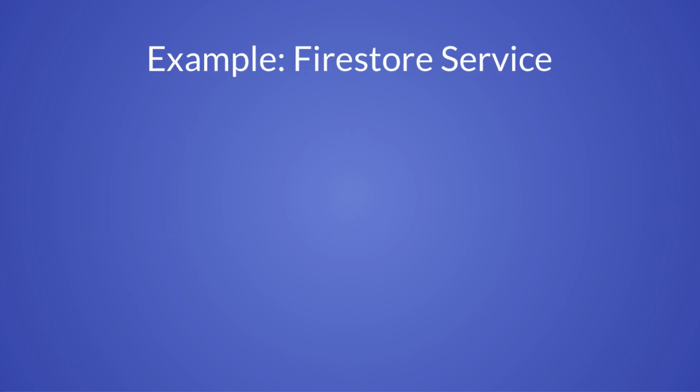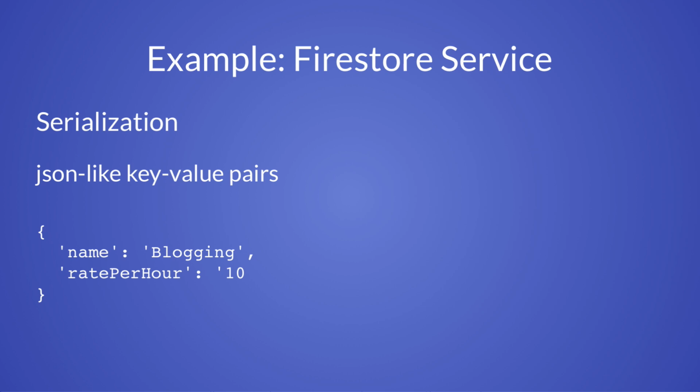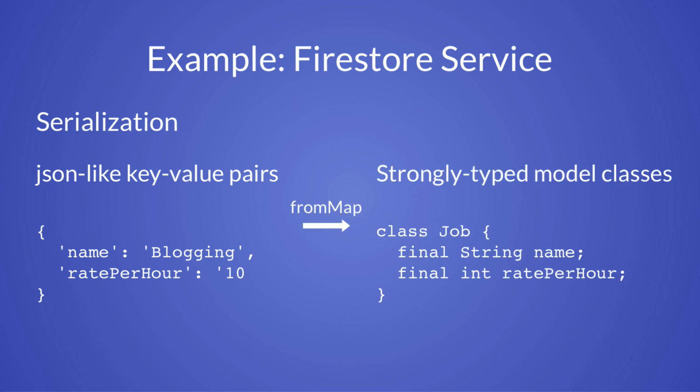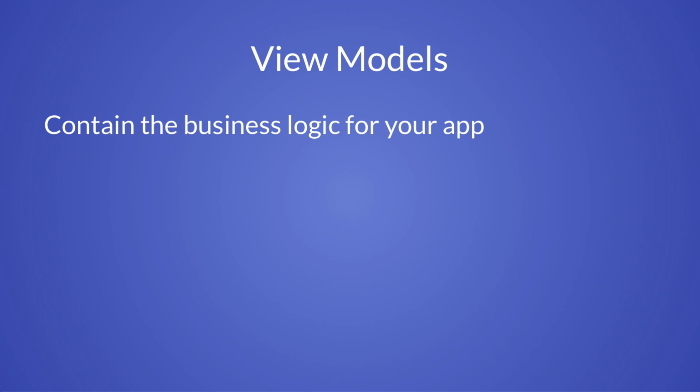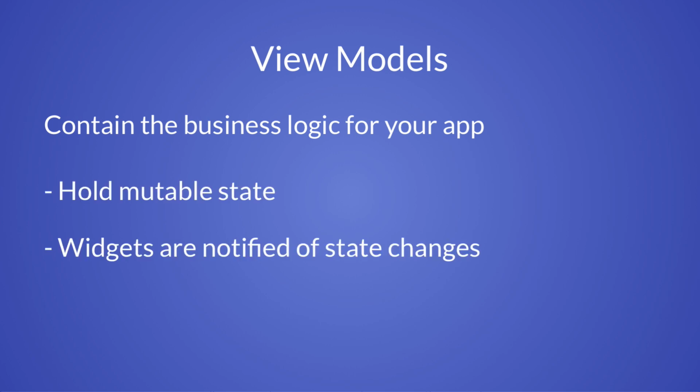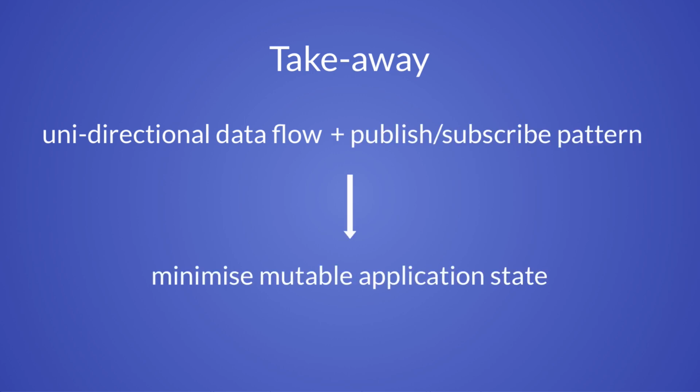For example, when working with Firestore, we can use a wrapper service to do serialization. This takes care of transforming streams of key value pairs from Firestore documents into strongly typed immutable data models. And when we want to write data, it converts the data models back to key value pairs for writing to Firestore. On the other hand, view models contain the business logic for your application and are likely to hold mutable state. This is okay, because widgets can be notified of state changes and rebuild themselves according to the publish and subscribe pattern that we have described. And the takeaway here is that by combining unidirectional data flow with the publish subscribe pattern, we can minimize mutable application state along with the problems that often come with it.